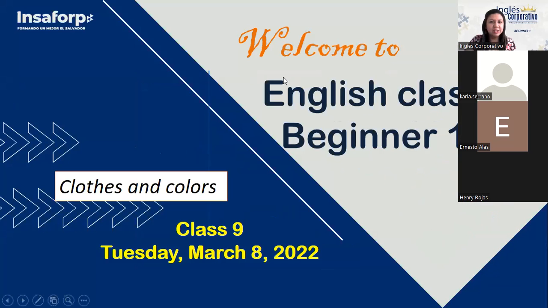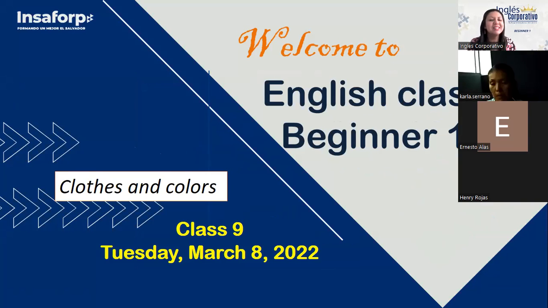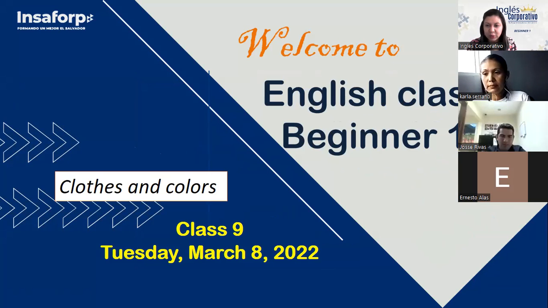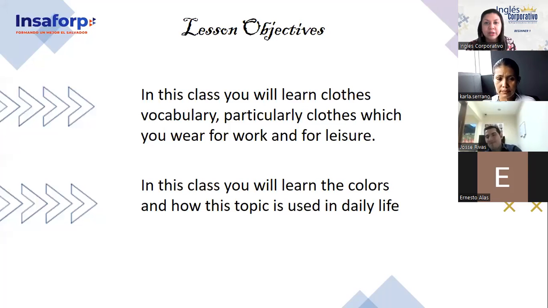Okay, and the topic of class number 9 is clothes and colors. So we're gonna learn about that. And today is Tuesday, March 8, 2022. So let me show you the lesson objectives we have for today's class. Carlita, can you read please lesson objective 1, and maybe Ernesto, can you please read the lesson objective number 2?